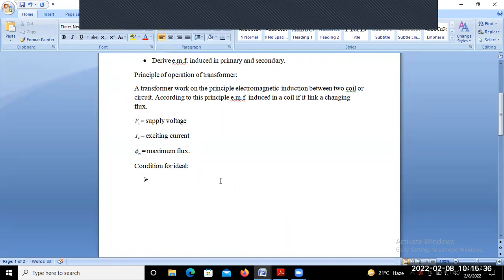As I already said, the exciting current consists of two components. One is responsible for the production of mutual flux. Another is the core loss component. So if you consider that the transformer is ideal, that means the core loss component is equal to 0.